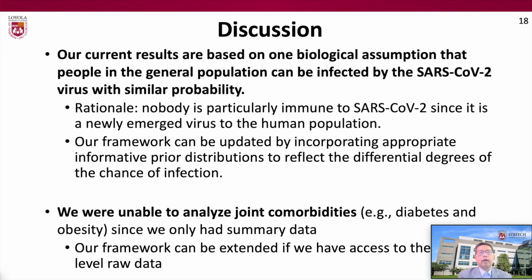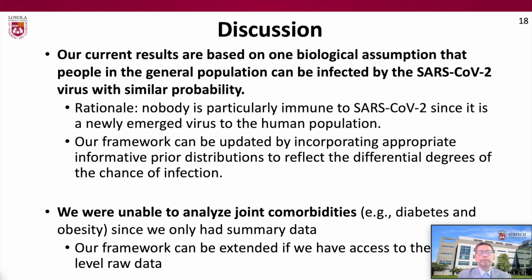Finally, I want to offer two discussion points. First, our current results are based on one biological assumption that people in the general population can be infected by the virus with similar probability. This is based on the rationale that nobody is particularly immune to the SARS-CoV-2 virus since it's a newly emerged virus to the human population. However, our framework can be updated by incorporating appropriate informative prior distribution to reflect the differential degrees of the chance of infection.